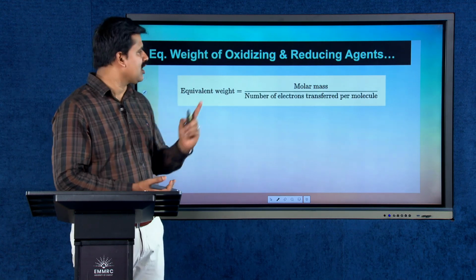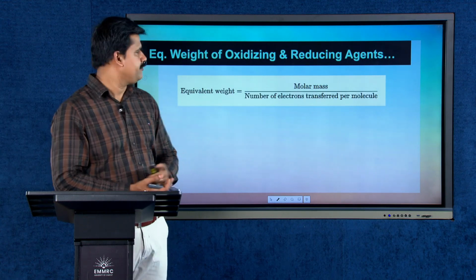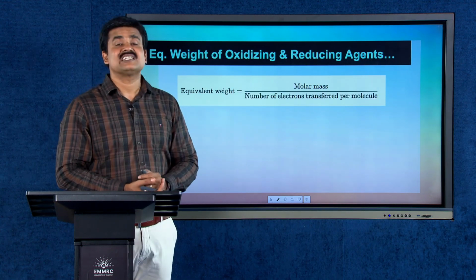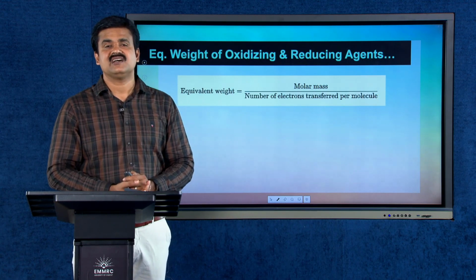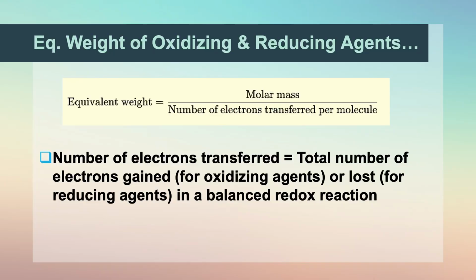Equivalent weight is equal to molar mass or molecular mass divided by the number of electrons transferred per molecule of the reactant. The number of electrons transferred is equal to the total number of electrons gained in the case of an oxidizing agent, or the total number of electrons lost in the case of a reducing agent in a balanced redox equation.